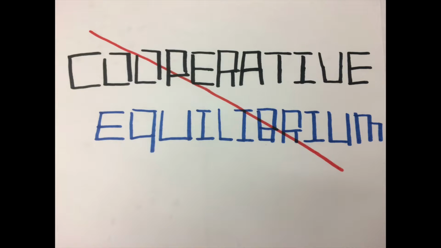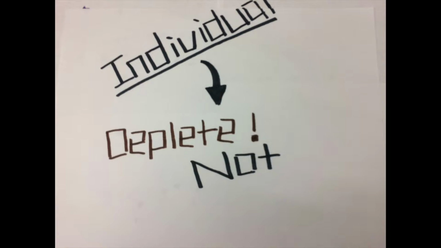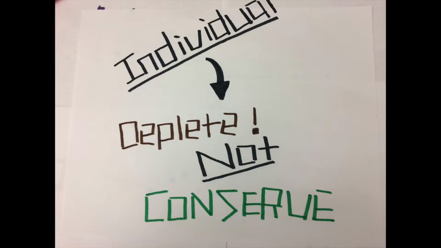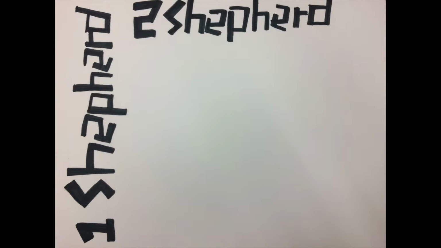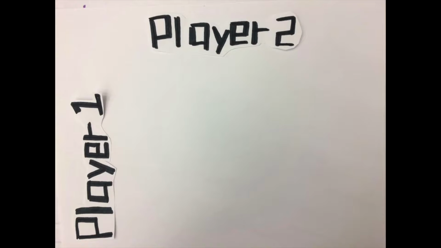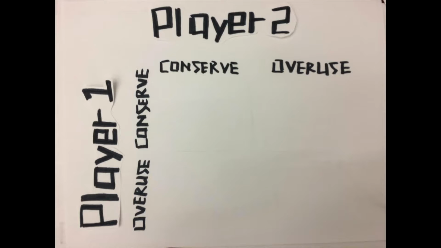The tragedy of open access is dubbed a tragedy because there's actually a cooperative equilibrium that is attainable, but each individual has a dominant strategy to deplete the resource instead of conserving. This can be illustrated in a classic game matrix using two shepherds deciding how many sheep to graze in a field. Now imagine each shepherd has two options, to conserve or to overuse the field.